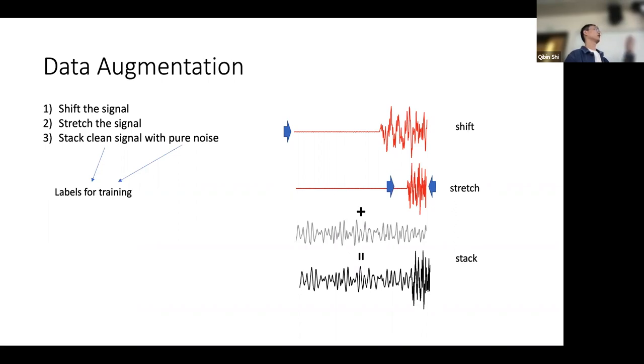Oh, yeah, amplitude is normalized. Yeah, always scale to one. Split a large portion for training and a small portion for testing. Yes, both.